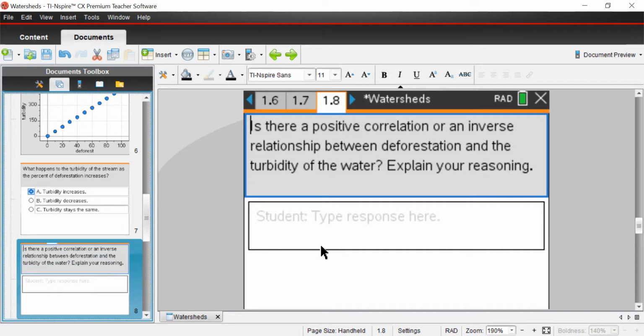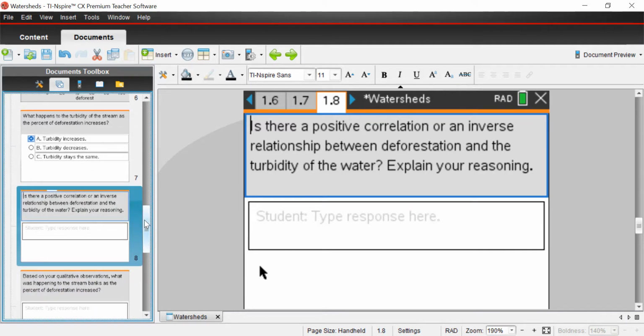Okay. So in science, that's really important that you understand those terms because when you do your own research, you need to be able to explain the results that you've seen. And so sometimes your results may show a positive correlation, sometimes they may show an inverse relationship, and sometimes they may be inconclusive. There's no clear relationship at all between the things that you're measuring.